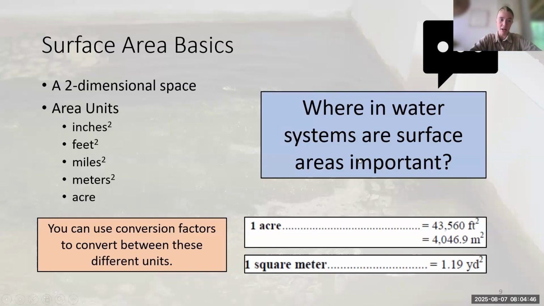So we're going to look at feet squared. You might see miles squared, meters squared, and acre. Those are the kinds of spatial units that we'll be talking about with surface area. And luckily, you can usually convert between these different units because they're all measuring the same thing, which is flat 2-dimensional space. And so there are conversion factors that we can use for that. So just maybe think to yourself, where in a water system do you think our surface area is important? Where would these come into play?